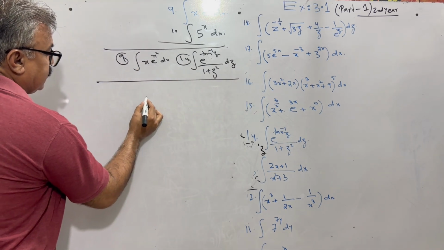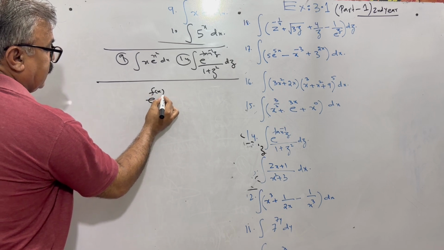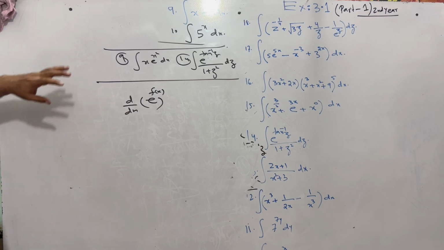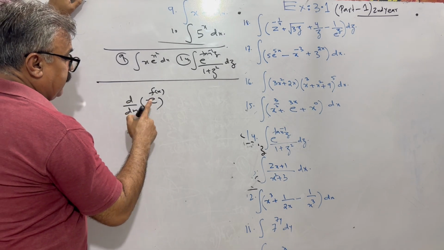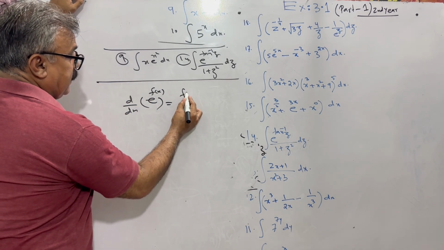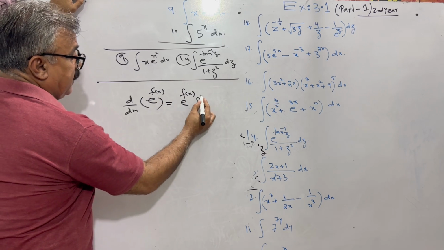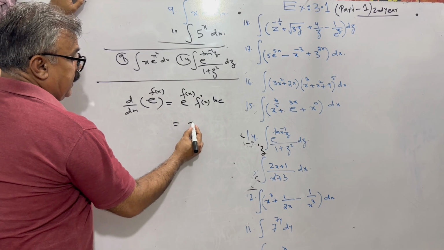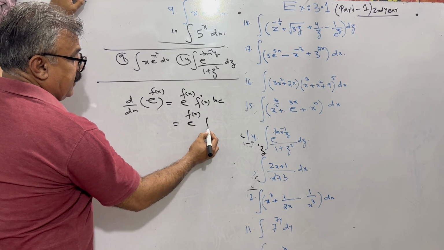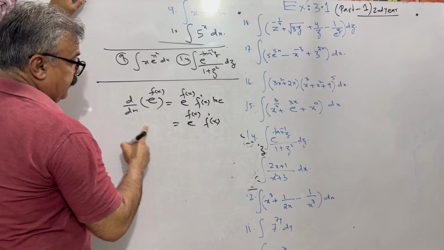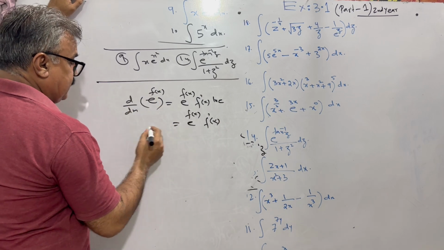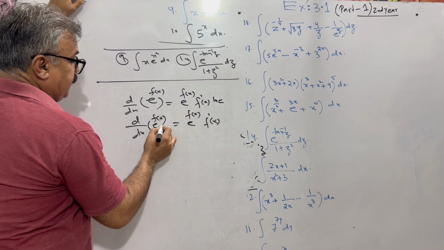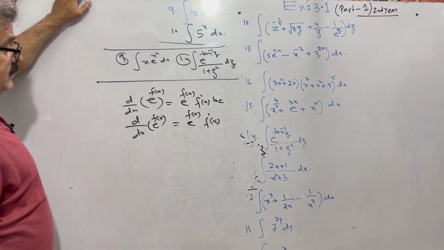If the question is e raised f of x and you are asked to differentiate, how can you differentiate? Base constant, power variable, you write the same, times the differentiation of the power, f dash x, introduced with ln e. We know that ln e is equal to 1. So differentiation of e raised f of x is e raised f of x into f dash x.